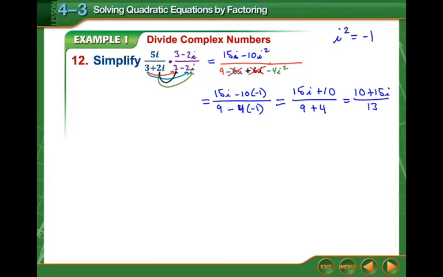Now, I'm perfectly fine with you leaving it just like that. However, if you want it to be broken apart into its real and imaginary parts, we're going to break this fraction up into 10 over 13 plus 15i over 13, or 15/13 i. So our real part is 10/13. The imaginary part is 15/13. And that's the final solution.